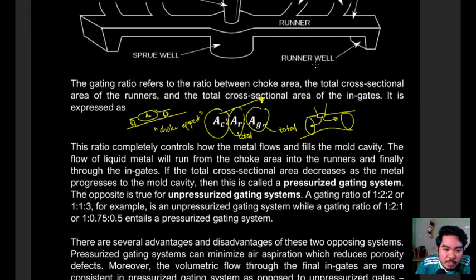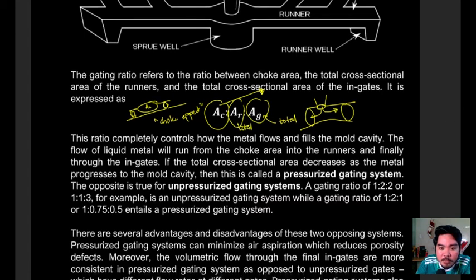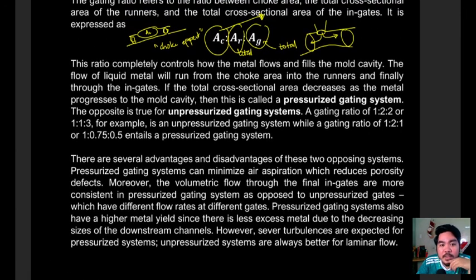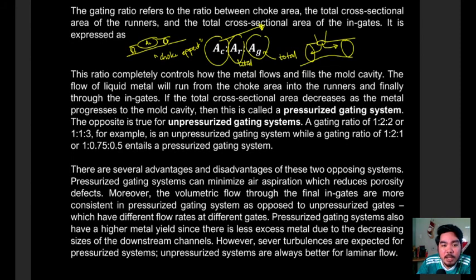And there are advantages and disadvantages to a pressurized versus an unpressurized gating system. Some of the advantages: if it's pressurized, it minimizes the tendency to have air aspirations, no? Since it's pressurized, you can't entrain gases, which prevents porosity.